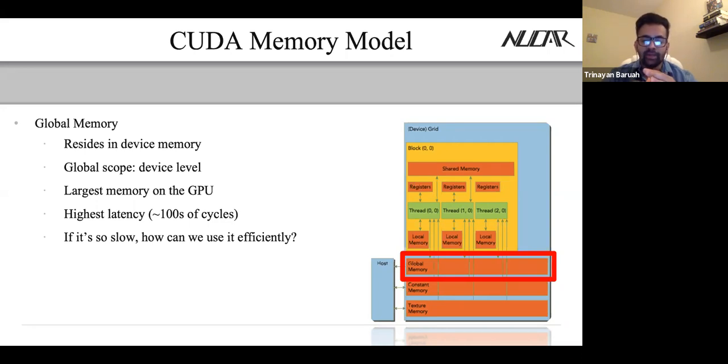It takes hundreds of cycles to access global memory because it is farther away from the core, so it takes longer to access. The DRAM technology itself also cannot ensure a one cycle access, because there are a lot of internal states that need to be updated before you can retrieve the data. So the idea is, if it's slow, then how can you use global memory efficiently?